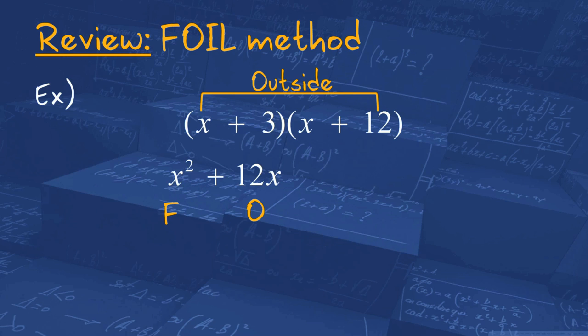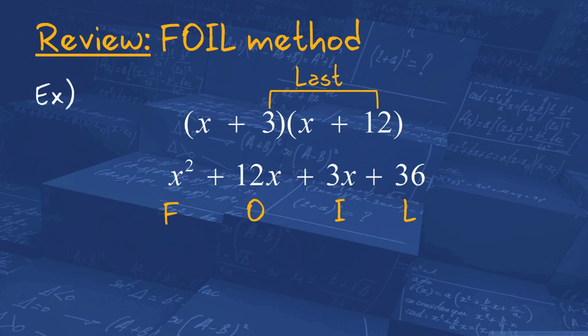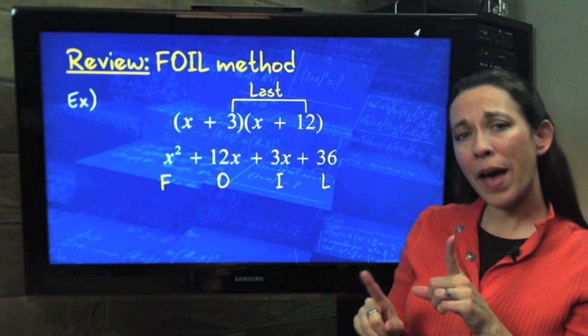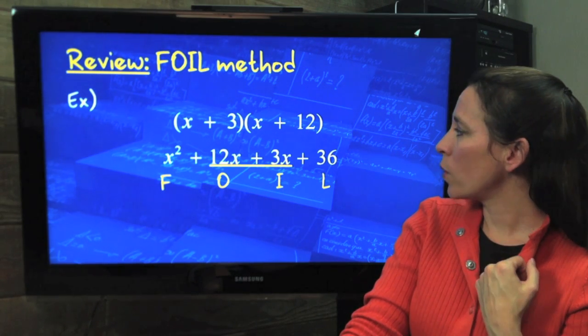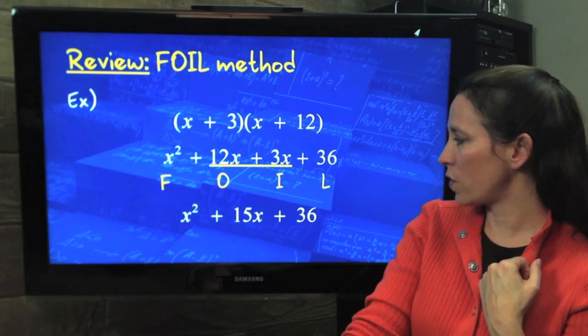Now we have to distribute the 3. The 3 goes to the x. These are considered the inside terms and gives us a 3x, I for inside. And finally, the 3 gets multiplied by the 12. Those are the last terms in each binomial to give us a 36. FOIL: first, outside, inside, and last. Notice the pattern. These two middle terms combine, and we get 12x plus 3x, which is 15x.